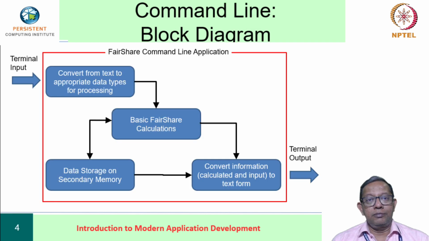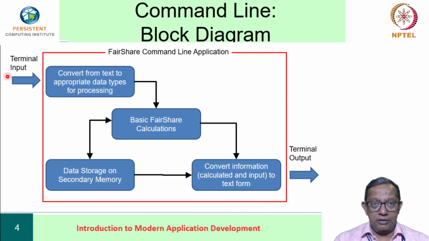Here is the block diagram of our proposed command line application. The red outline encloses the functionality of our application. The input comes from a terminal. For us, it is the keyboard. The output is on the monitor, the video monitor. Together, this is the terminal. The block diagrams represent the functionality that we expect, that we need, that we require in the application.